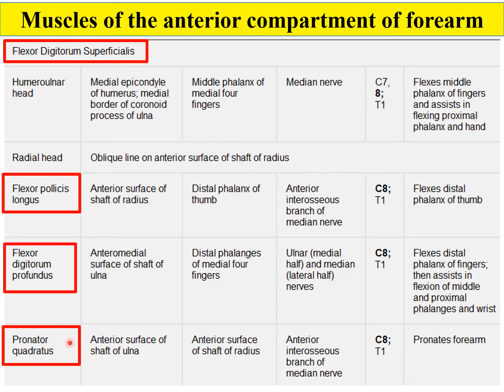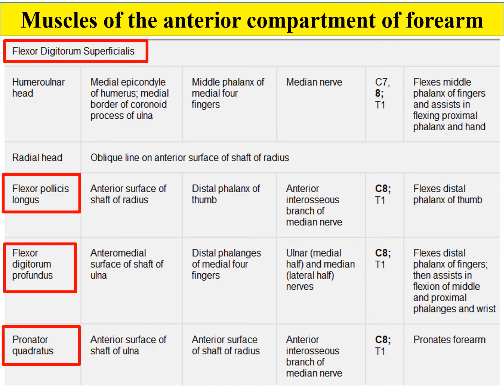And the last muscle for this region is pronator quadratus. The anterior surface of the shaft of the ulna is the origin point, and it is going towards the anterior surface of the shaft of the radius. It is a quadratus, which means it is four-sided, quadrilateral in shape, going from the ulna towards the radius. Again, it is supplied by the anterior interosseous branch of the median nerve, and it is a pronator of the forearm.